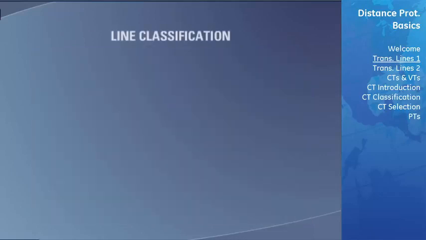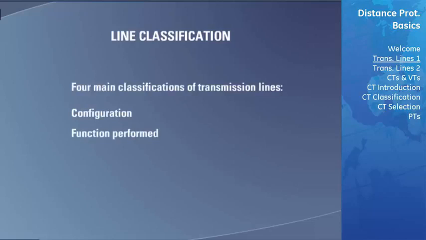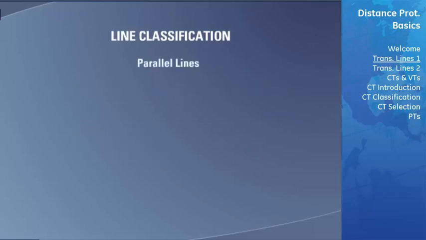There are 4 main classifications of transmission lines that describe their configuration, the function they perform, and their location in the system. Parallel lines describe a configuration where multiple transmission lines run side by side. This is done to transmit large amounts of power from one location to another, and to have redundant paths for current in case one of the lines were shut down due to a fault.